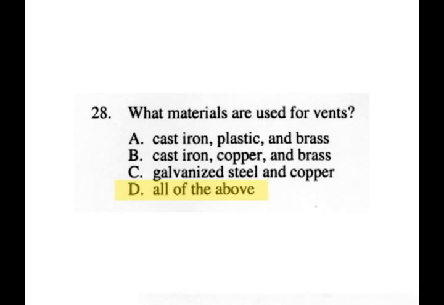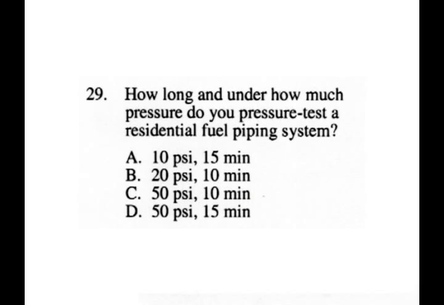Answer is D, all of the above. Here's another question where you need to read all of the answers. 29. How long and under how much pressure do you pressure test a residential fuel piping system? And the answer is letter A, 10 psi for 15 minutes.